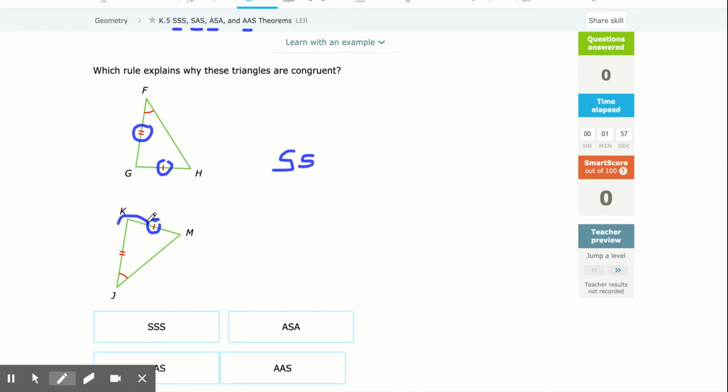And again, I'm going to come around this way, and I'm going to find a side. So S, S, so far we're looking good. And then I'm going to go to an angle. And so we have an angle. So I have a side, side, angle.